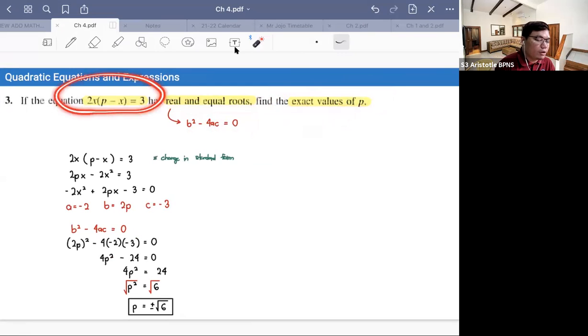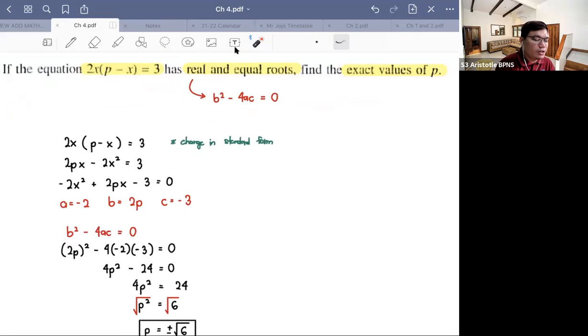Let's solve this now. So we're given this equation. Of course, this is not yet in standard form. So how do we change this to standard form? Write it again. Distribute this. So you'll get 2px minus 2x squared, and then rearrange this to the standard form. So obviously, the x squared goes in front here, and then bring down 2px, and then transpose 3 to the left side. It becomes minus 3 equals 0.